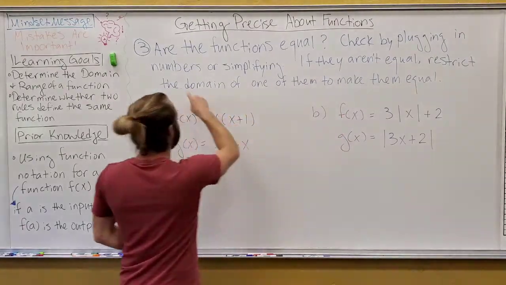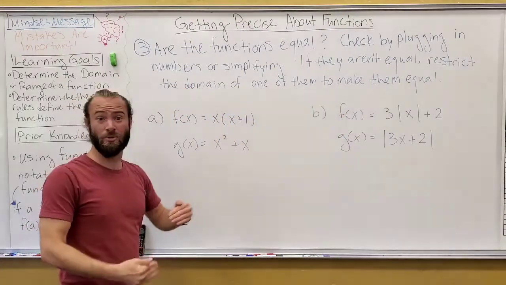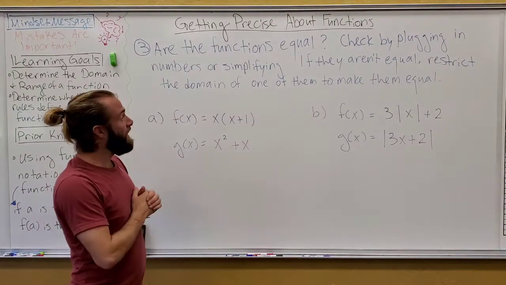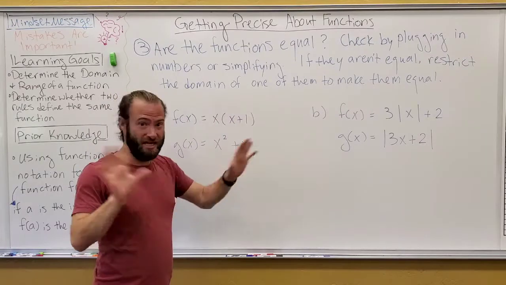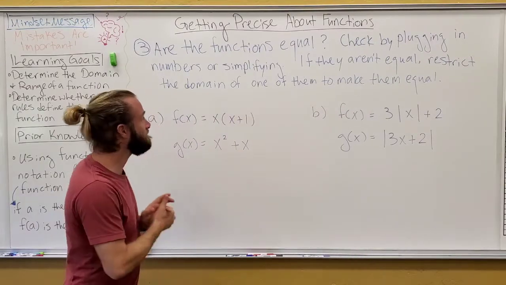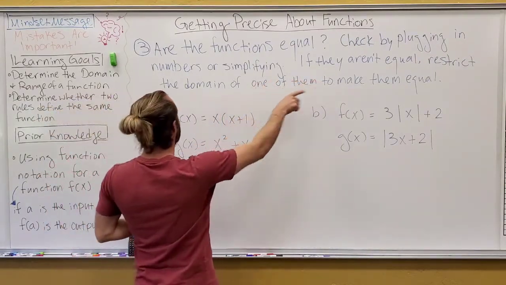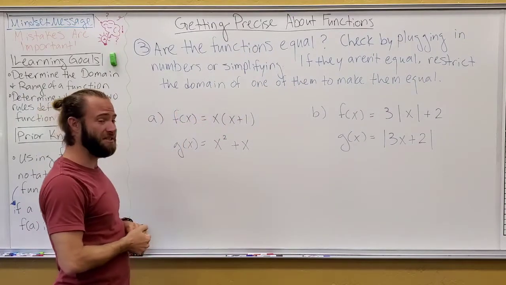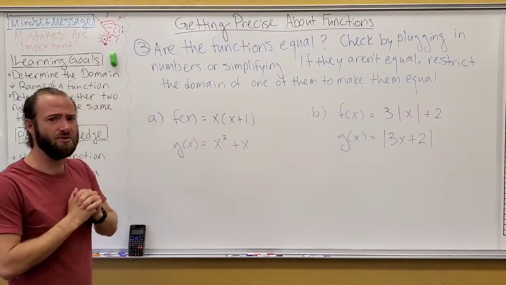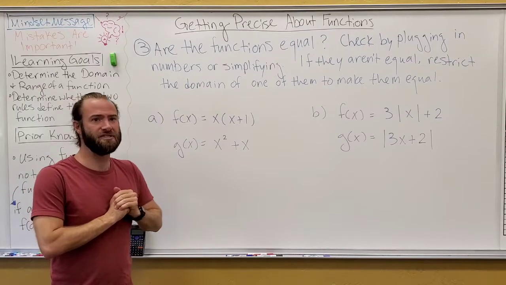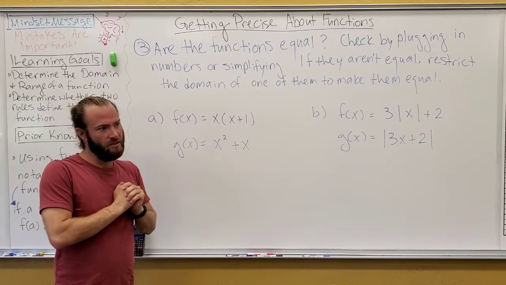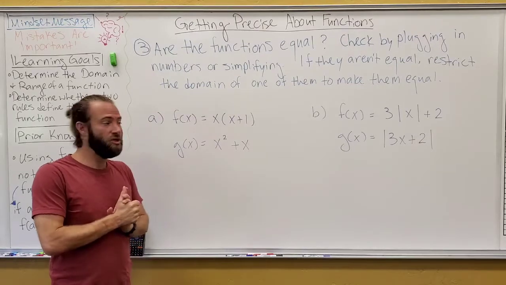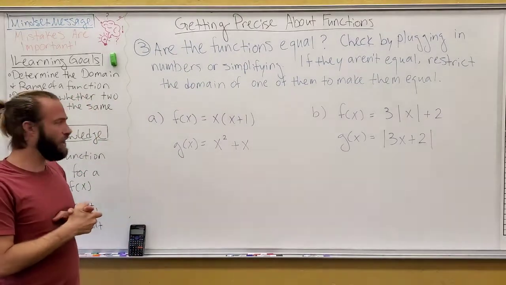You could first just plug in numbers and see if they give the same output, right? Or sometimes you can just simplify and see that one of them is identical to the other completely, right? If they aren't equal, restrict the domain of one of them to make them equal. So every pair I give you here, if it's not exactly equal, it will be able to be at least equal sometimes. So here's what I want you to do.